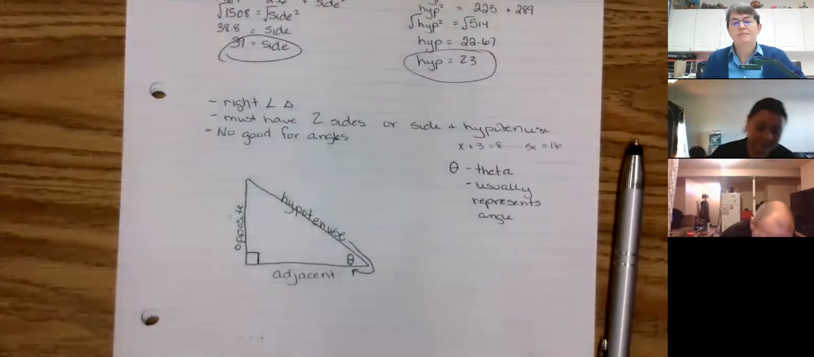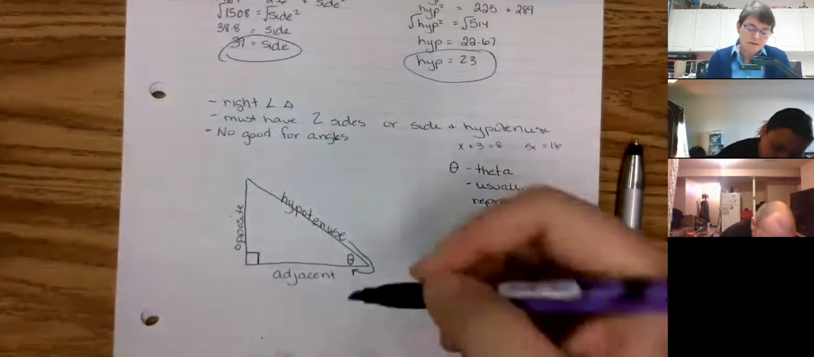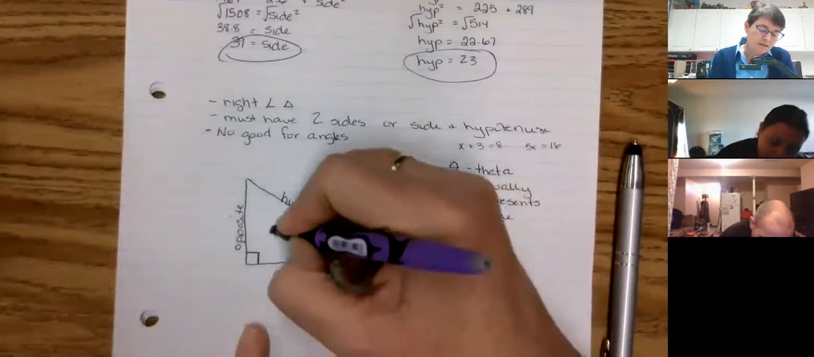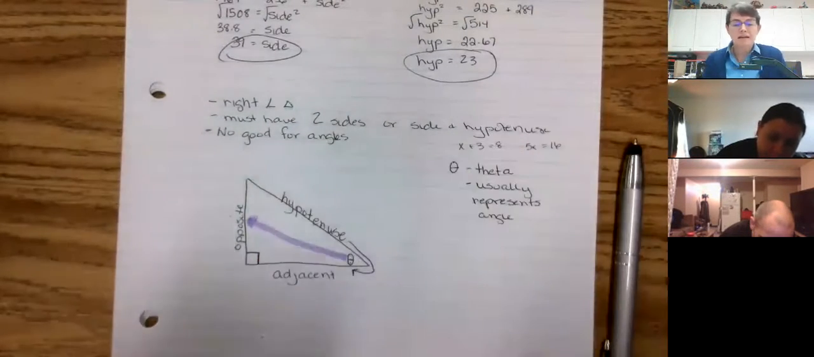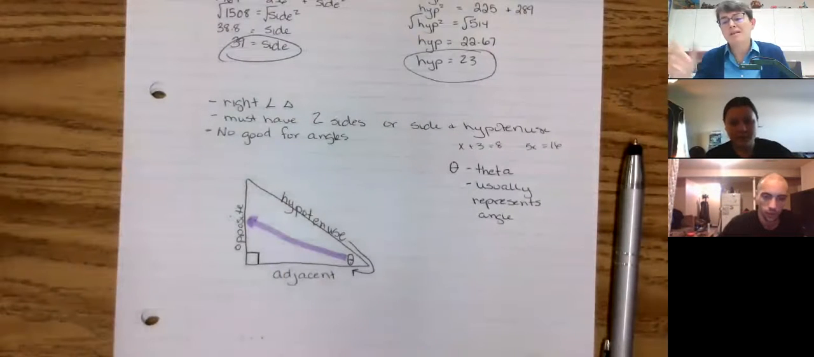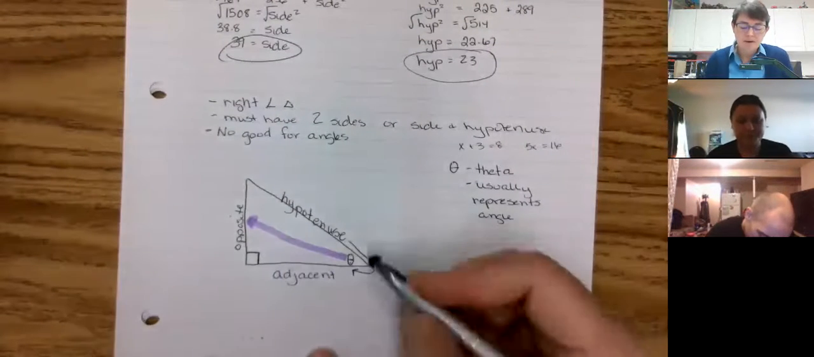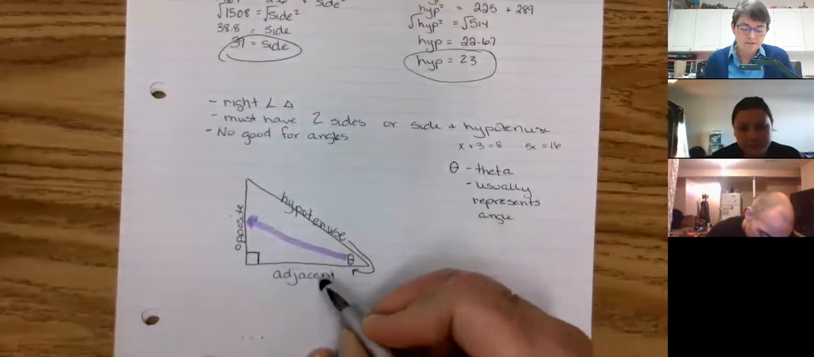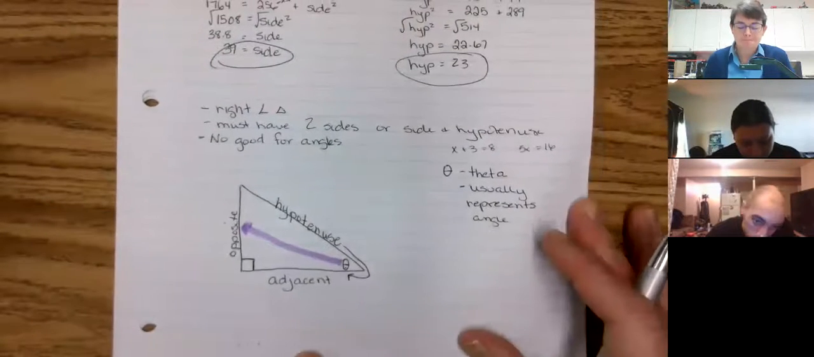And I'm just going to be honest, some students can completely handle that it's the side opposite the angle. Other people, not so much. So my rule is to go around the corner, and there's my adjacent one.